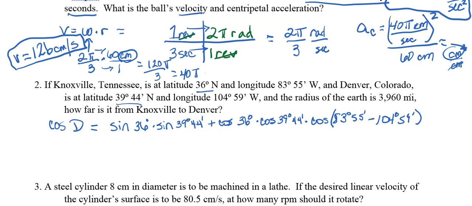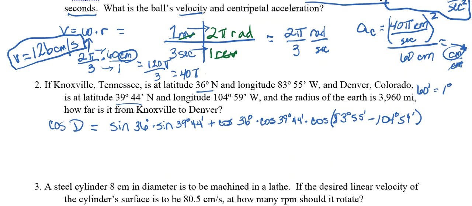So this is what I'm going to be plugging in. Now when you go to plug it in your calculator, there are 60 minutes in 1 degree. So these numbers, this 44 that's here and here, those are both just going to be divided by 60 to turn them into a decimal. The 55 will be divided by 60, and the 59 will be divided by 60. So we're going to turn these all into decimals.